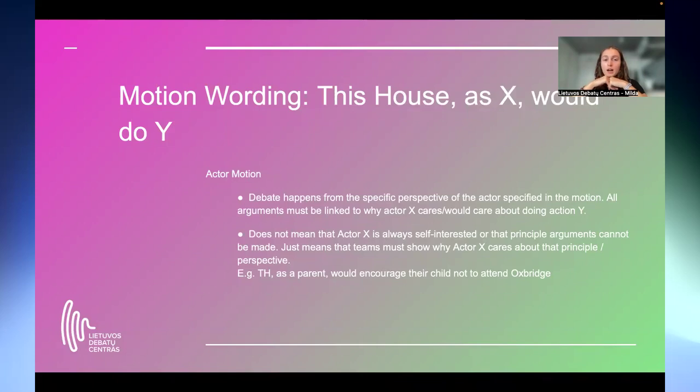That does not mean that actor X is always self-interested or that principal arguments cannot be made. Always think about actor motions as nuanced, like everything in the world is. People don't always act in their self-interest. People don't always act very intelligently. So yeah.